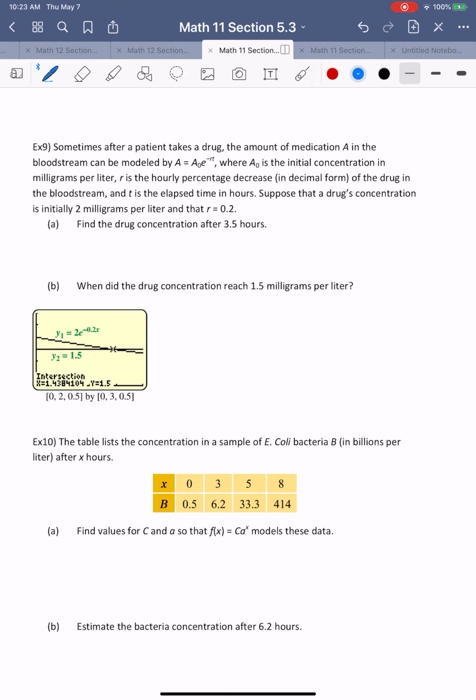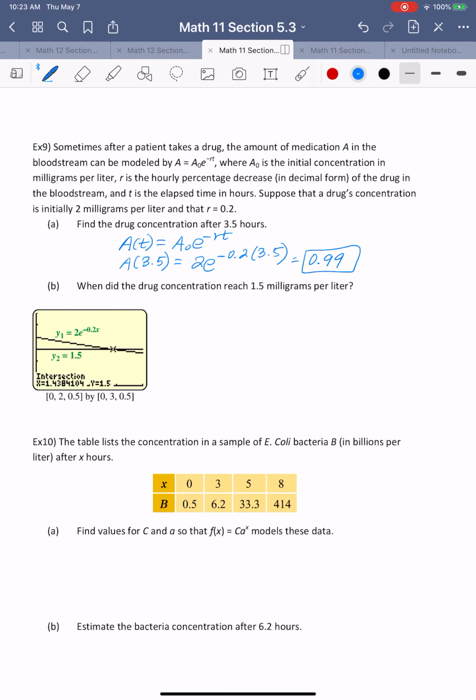So t is in hours. What I do is A(t) equal to A sub 0 e to the negative rt. So for 3.5 hours, initially it was 2 milligrams, e to the negative, and the r here is already 0.2 as given, times 3.5. So when you compute that, you get 0.99. So that's how much is in the bloodstream.